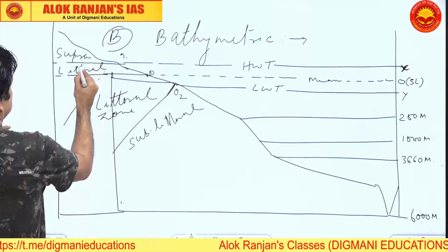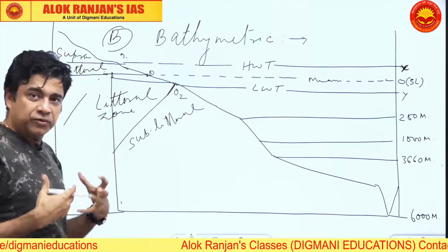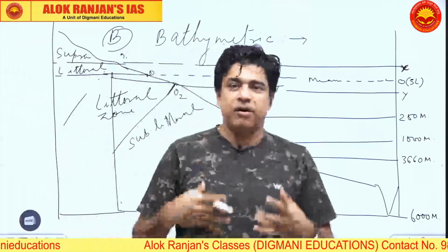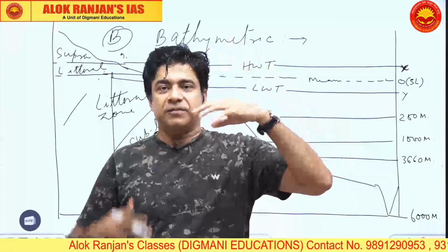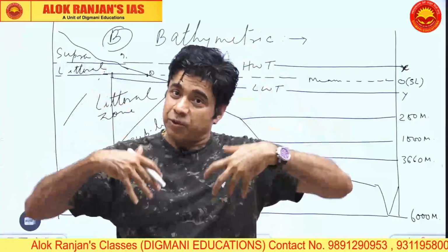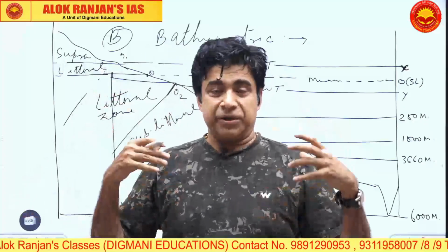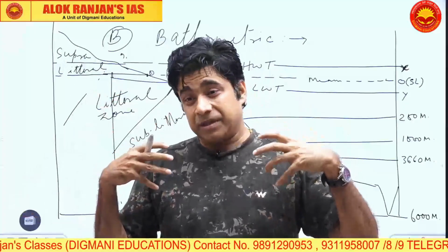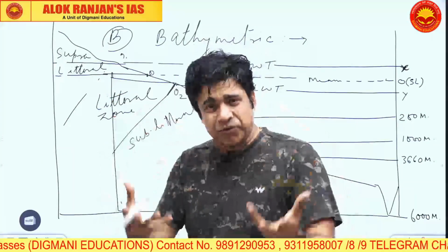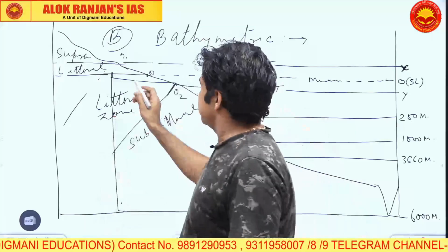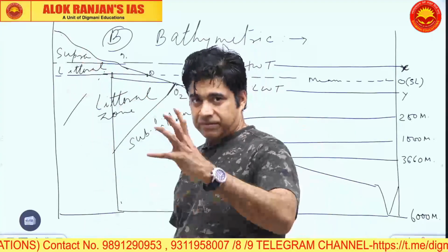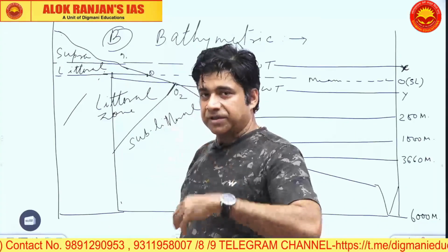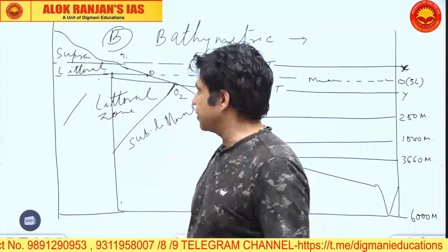So we have supralittoral, like the supraorbital ridge, the supraorbital, the forehead, the protrusion, the exposed part, the protruded part. So this part of the sea beach, the coastal area which is exposed, will be called supralittoral.